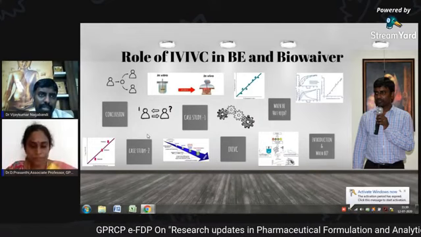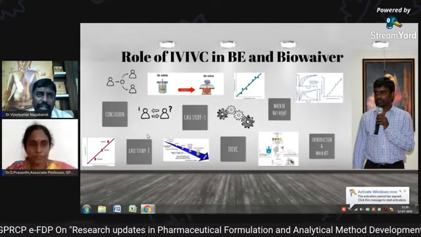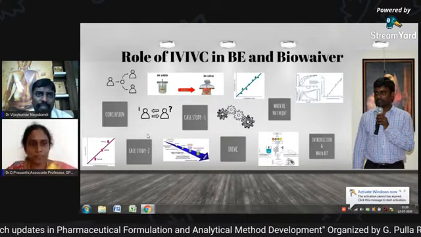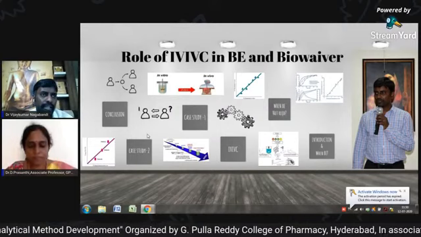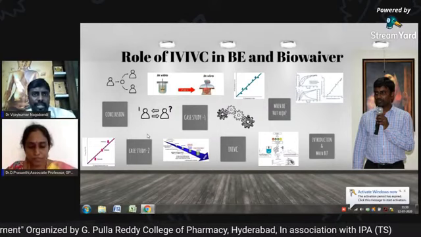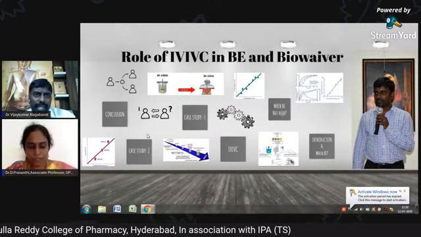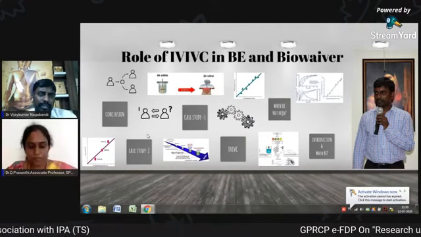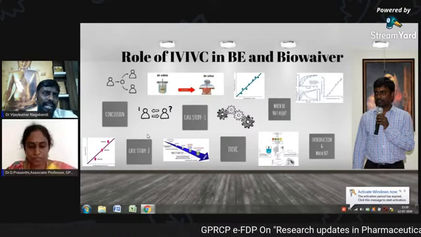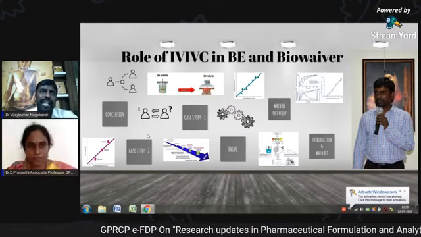If our formulation is locally acting in the GIT, it is not undergoing any absorption. For example, as I told you in the bio waiver clinical endpoint, one case study is for ulcer treatment. Ulcer may be in the lower part or the upper part. Sometimes colonic ulcer, sometimes gastric ulcer. So our formulation is for the treatment of ulcer. It will not undergo any absorption.